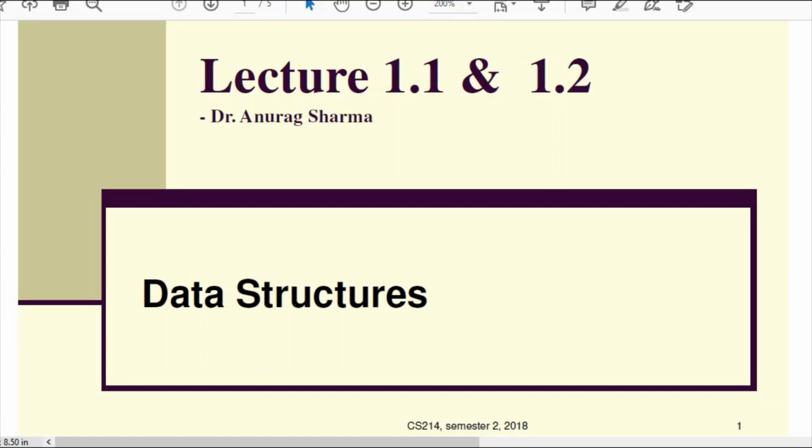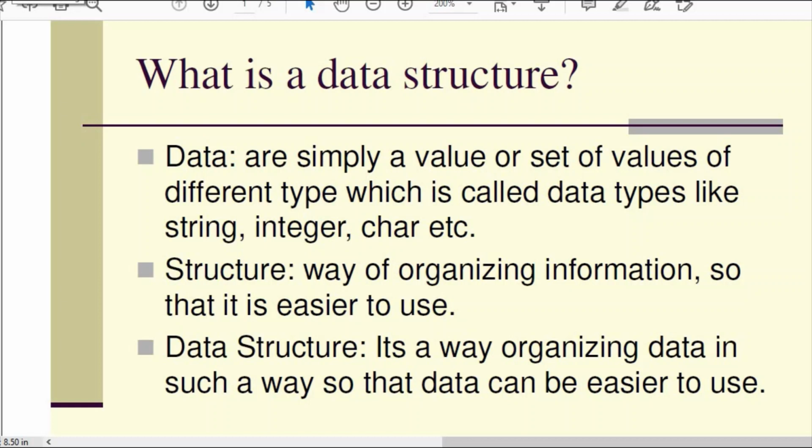In this session, we are going to talk about data structures. What do we mean by data structure? There are two parts to this. The first part is data. So by data, we are simply talking about a value or set of values of different types, which is called data types like string, integer, char for character, or float, or boolean, etc.